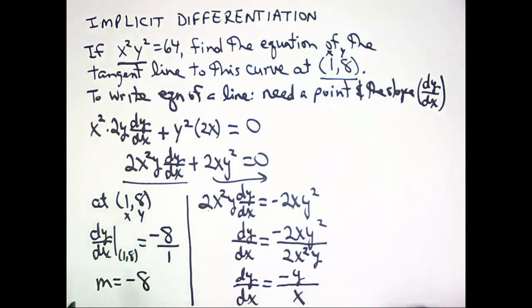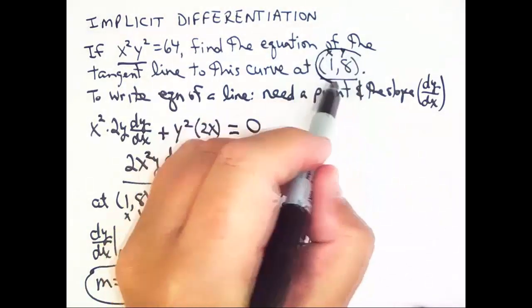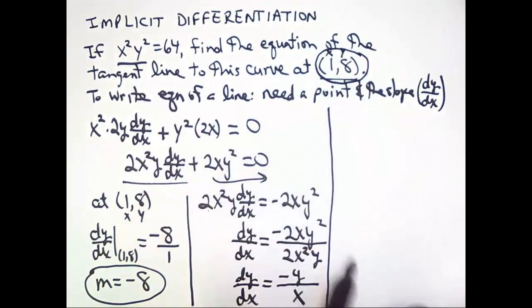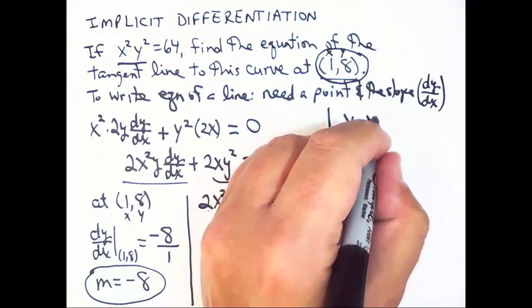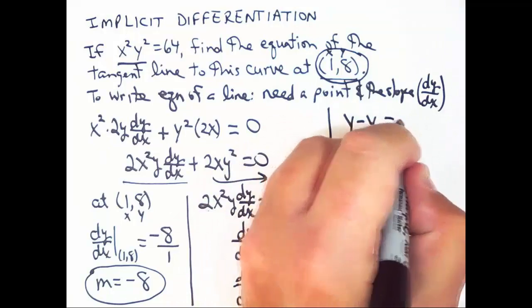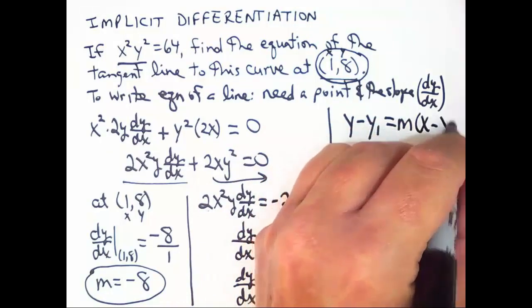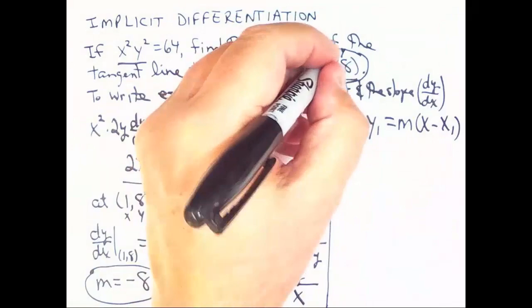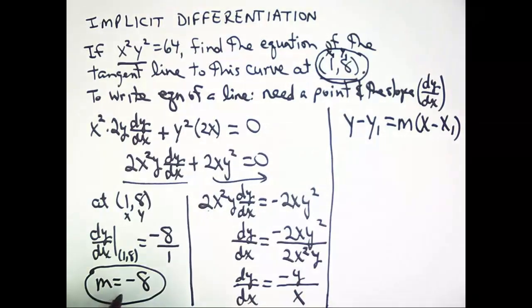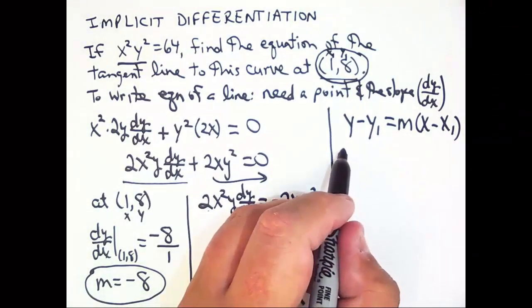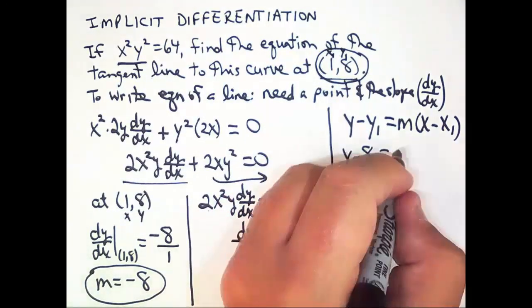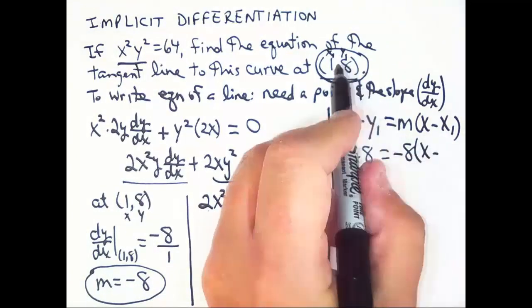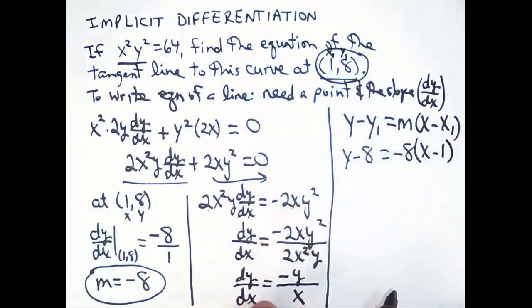So now I have the slope of the line and I have the point on the line. Once I have that, I can find the equation of the line in what's called point-slope form. And the point-slope form of a line is y minus y1 equals m times x minus x1. This is the point x1, y1, and this is the slope. So if I plug those numbers in, I get y minus 8 is equal to m, which is negative 8, times x minus x1, which is 1. And we want to simplify that.